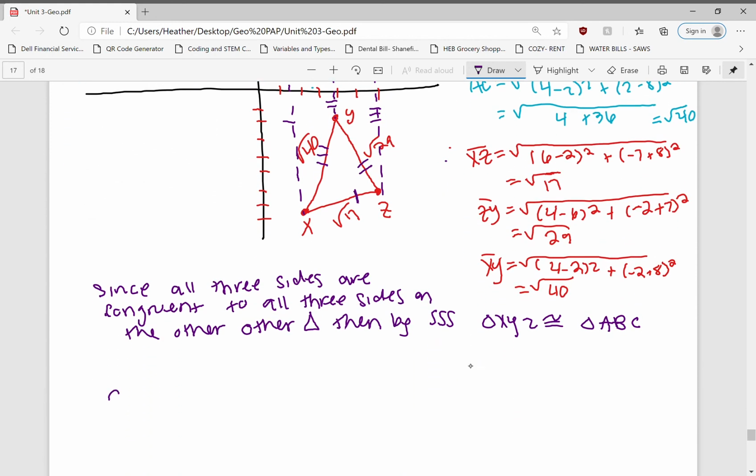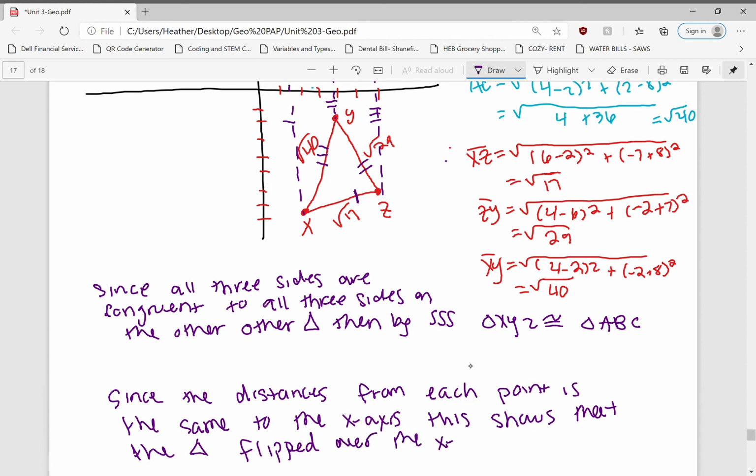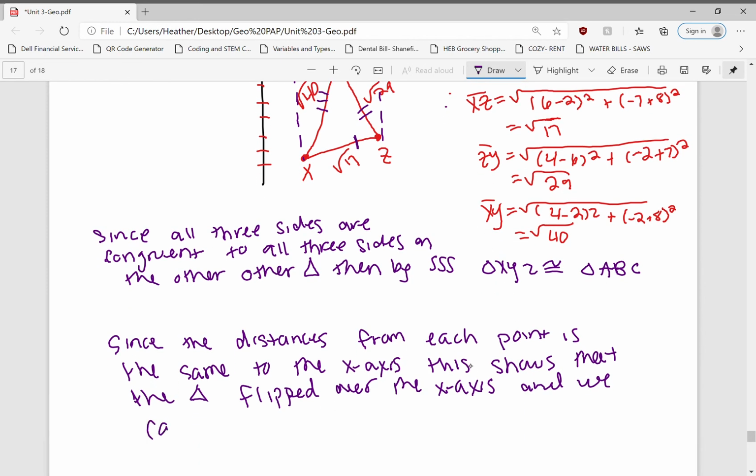Okay, so since the distance from each point to the x-axis is the same, this shows that the triangle flipped over the x-axis, and we call that a reflection. So that's our answer.